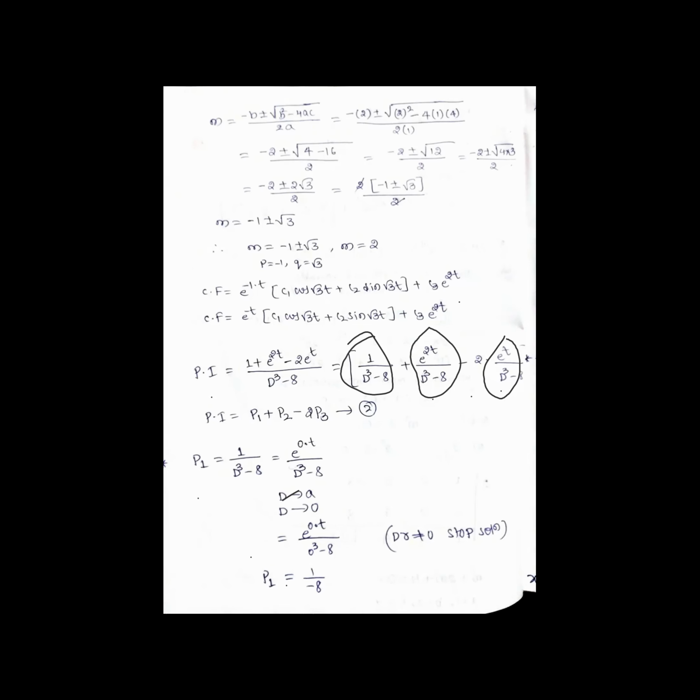Let us take P1. P1 means 1 divided by D cube minus 8. I told you, whenever the constant term is coming, I can write it as 1 into e raised to 0 into t. 1 into 1 will be 1 only, so I can write 1 as e raised to 0 into t, so that I can reduce it in terms of an exponential function.